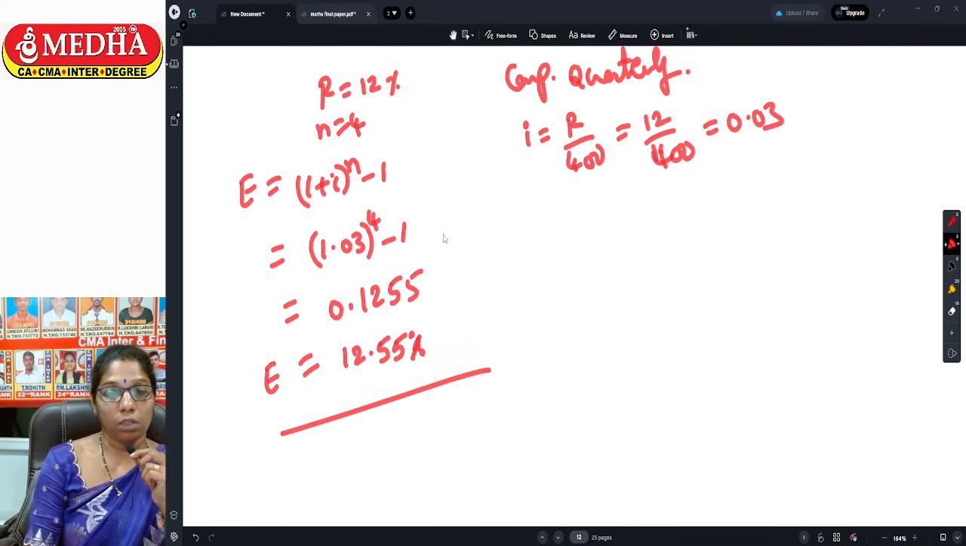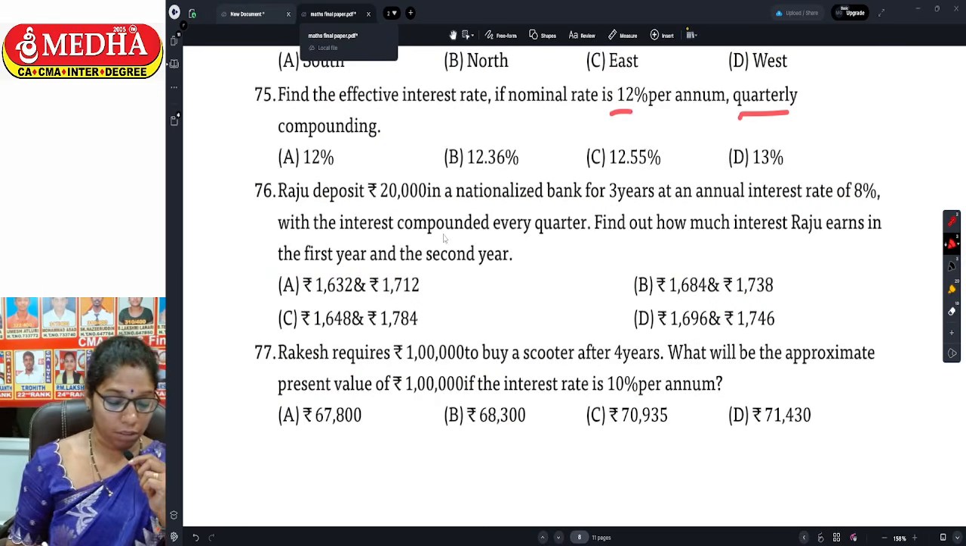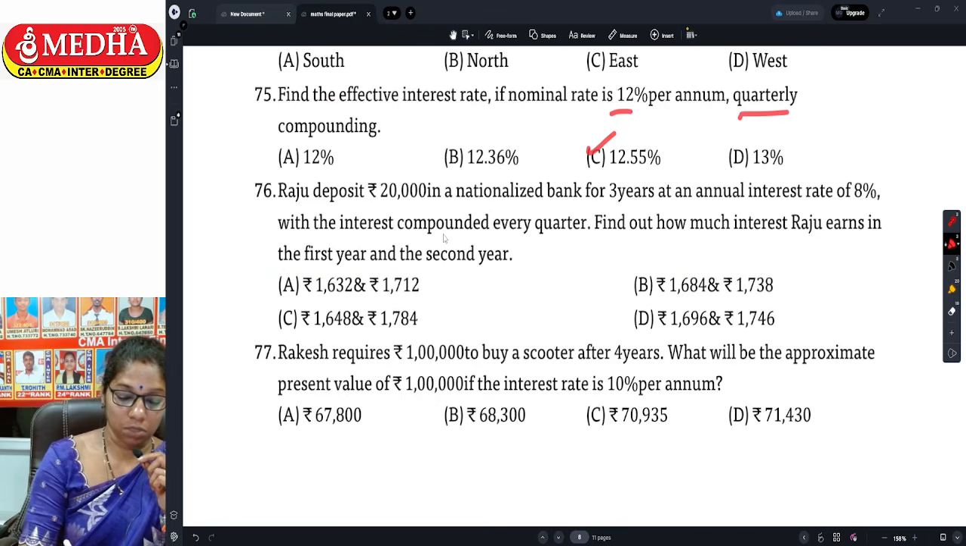And so we know that effective rate is always greater than the nominal rate. 12.55%, that is option C. Option C is the right one.